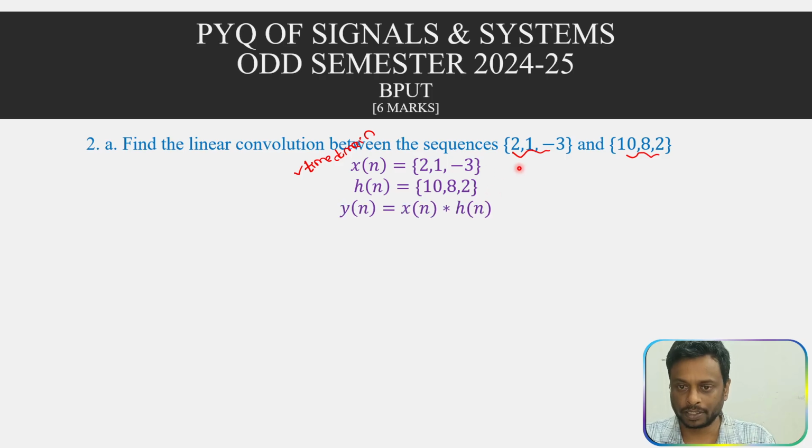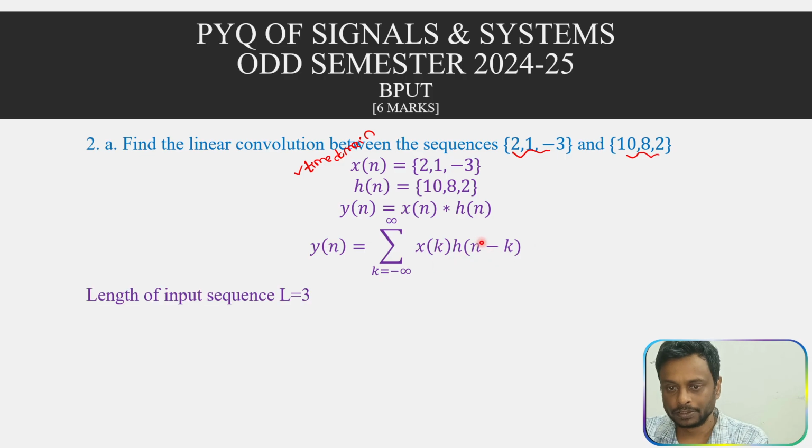So what is the formula to find the convolution? y of n equal to x of n convolved with h of n. To find the convolution, this is the formula: summation of k from minus infinity to plus infinity, x of k h of n minus k. So this is called the time domain formula.